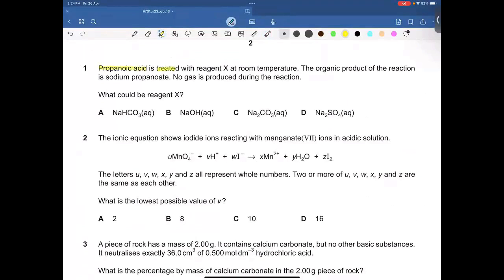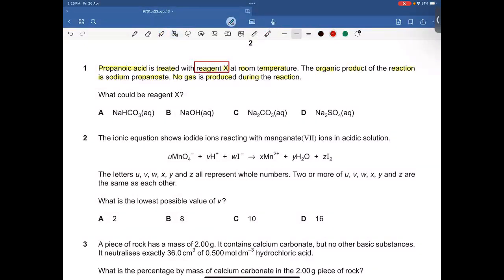Propanoic acid is treated with reagent X. So that reagent X is important now at room temperature. The organic product of the reaction is sodium propanoate. If the product is sodium propanoate, then it means this propanoic acid is reacting either with sodium metal or sodium carbonate or sodium hydrogen carbonate or sodium hydroxide. All right. So these 4 possible reagents we can use in this reaction. But the most important point is that no gas is produced during the reaction.